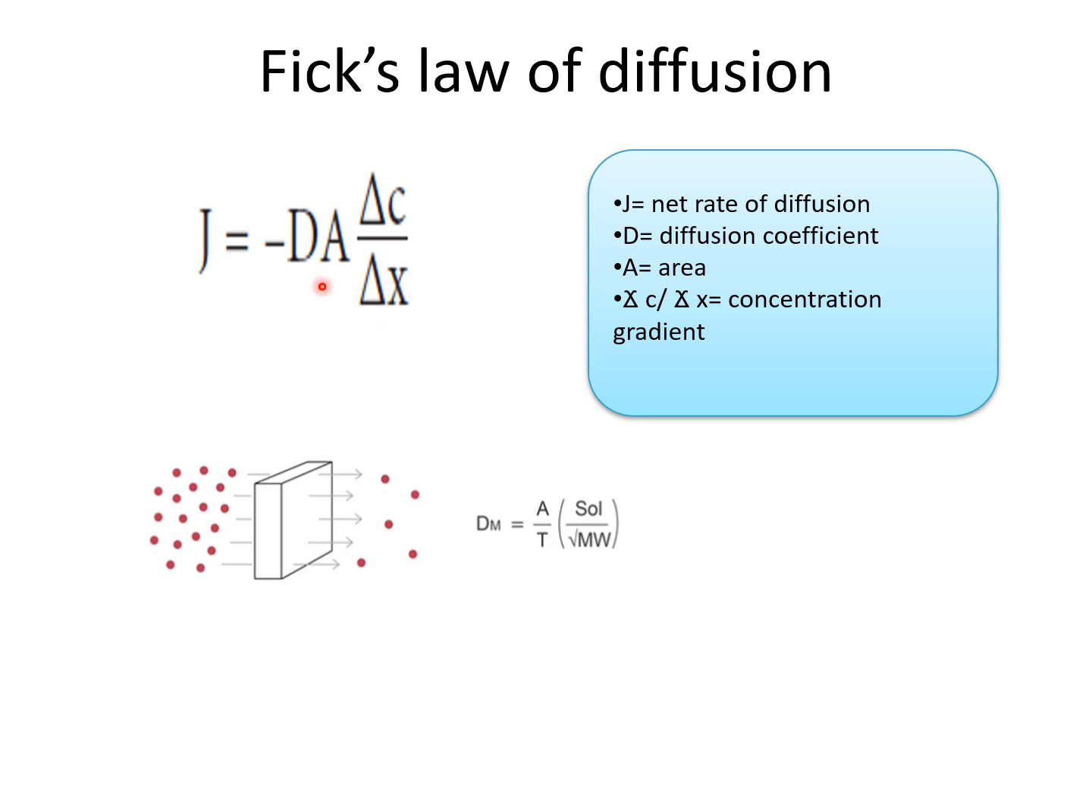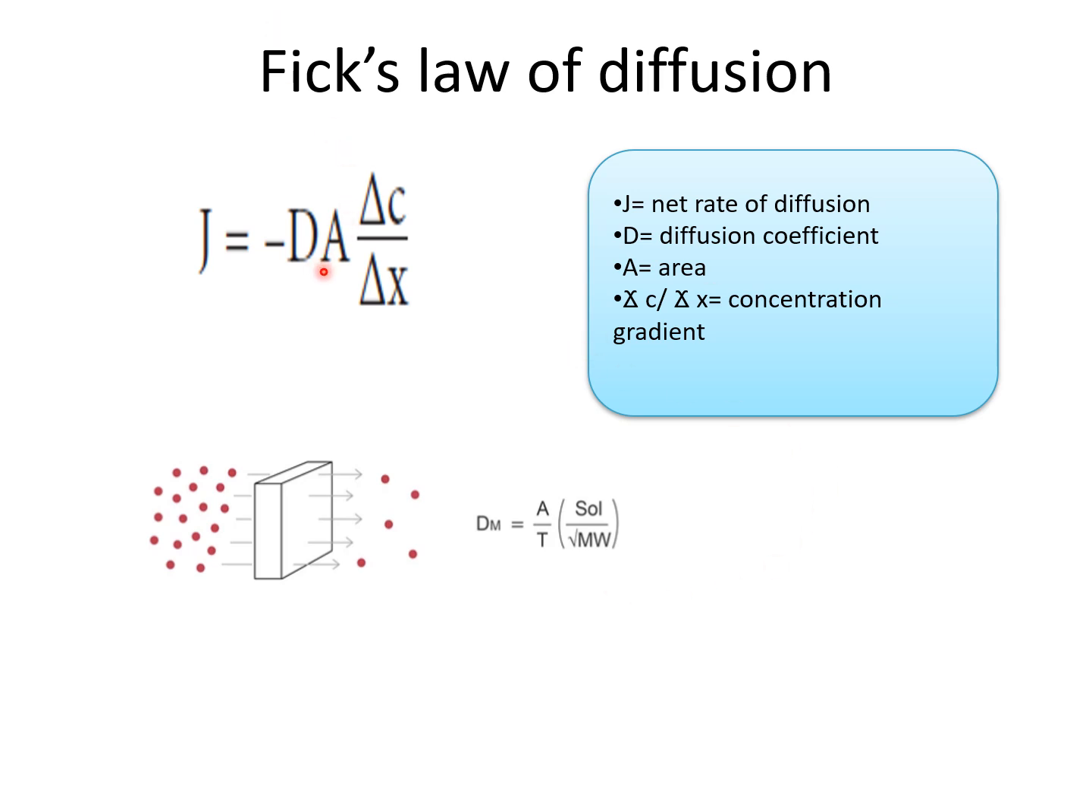Now this is Fick's law of diffusion, where J is equal to minus D A into delta C by delta X, where J is the rate of diffusion, D is the diffusion coefficient, A is the area, and delta C by delta X is the concentration gradient. And this D, or diffusion coefficient, depends upon the particle's solubility divided by the square root of the molecular weight. Now why is the minus sign given?